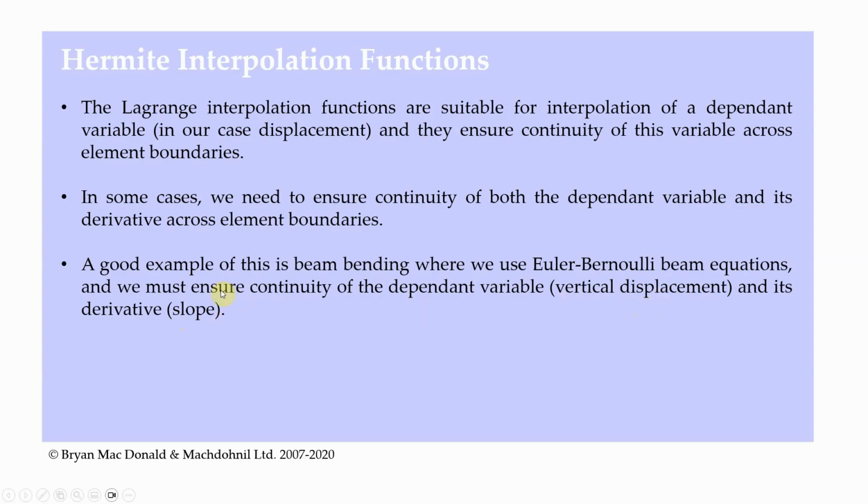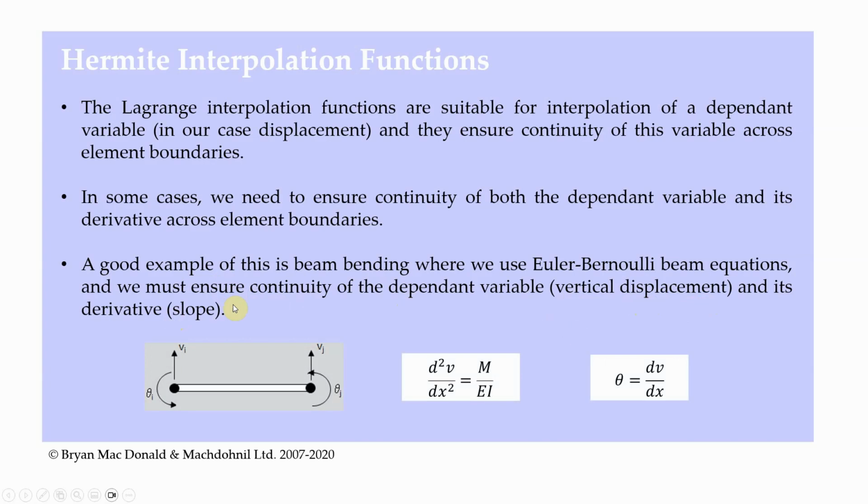slope. So in that case, we're looking at, let's say, a beam element that looks like this, that again has a node I and a node J. We don't just have vertical displacement, we also have a theta I and a theta J, which is the slope or rotation, if you like, of these nodes. And again, if you look at the Euler-Bernoulli beam equations, you can see that we have this second derivative of vertical displacement here, and we have slope being essentially the first derivative of vertical displacement. So again, we'll need to take those derivatives into account in our shape functions.